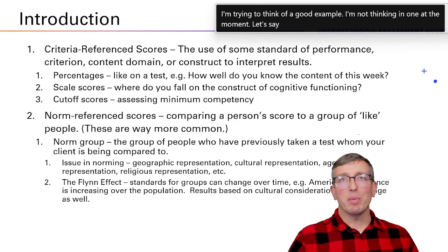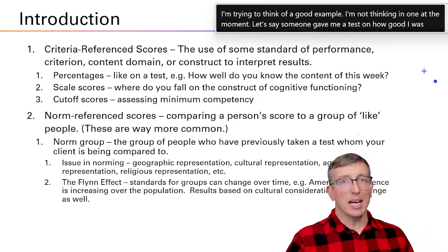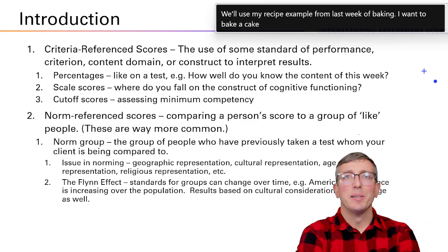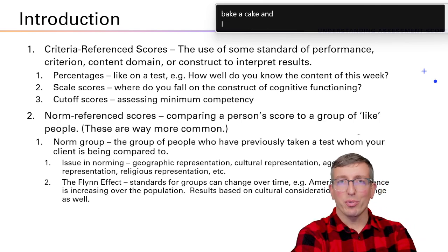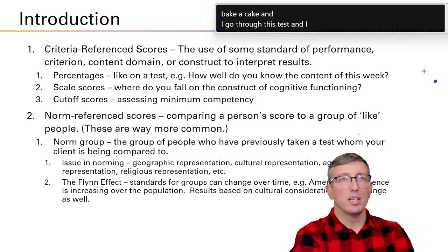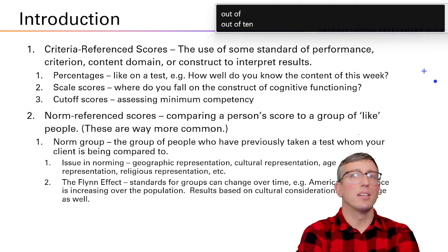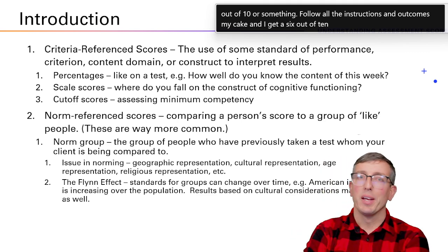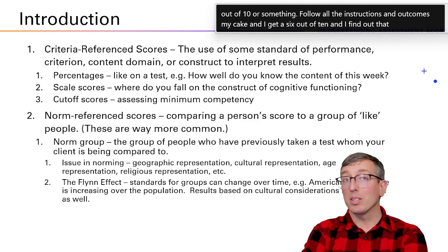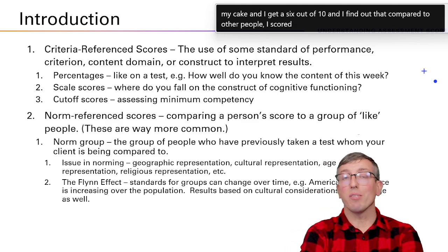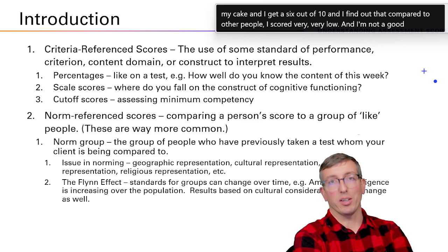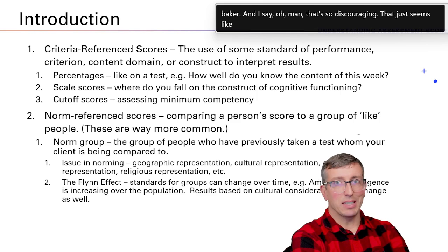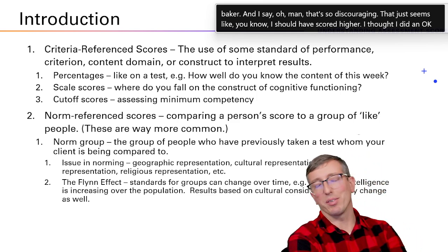Let's say someone gave me a test on how good I was at, we'll use my recipe example from last week, baking. I want to bake a cake. And I go through this test and I score 6 out of 10 or something. I follow all the instructions and out comes my cake and I get a 6 out of 10. And I find out that compared to other people, I scored very, very low and I'm not a good cake baker. And I say, oh man, that's so discouraging. I should have scored higher. I thought I did an okay job.